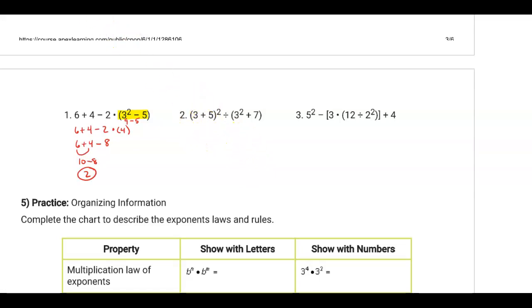So the next one, I'm going to stop and I'm going to do what's inside this parentheses and this parentheses individually. So here, right, we're going to get 3 plus 5 is 8 squared divided by 3 squared is 9. 9 plus 7 would give me 16. So now I have to do the exponents. So 64 divided by 16. Now I can do the division is 4.